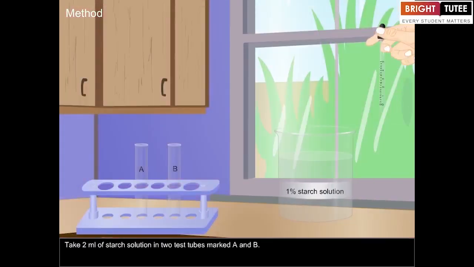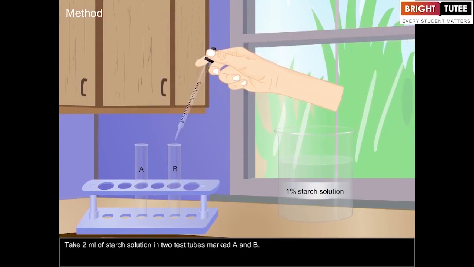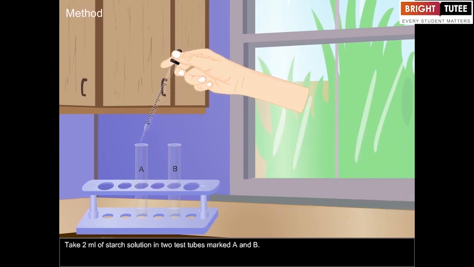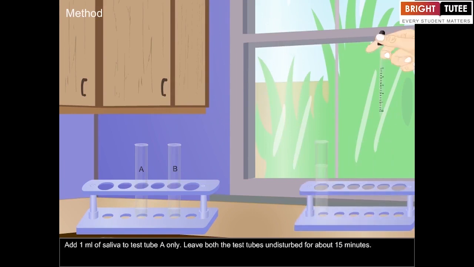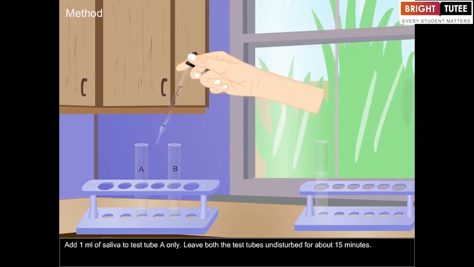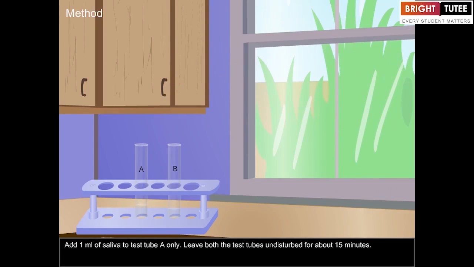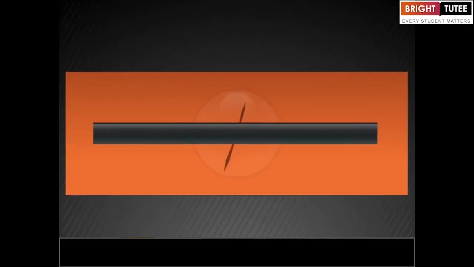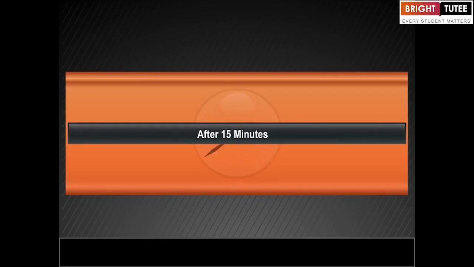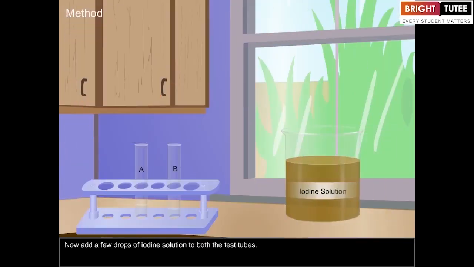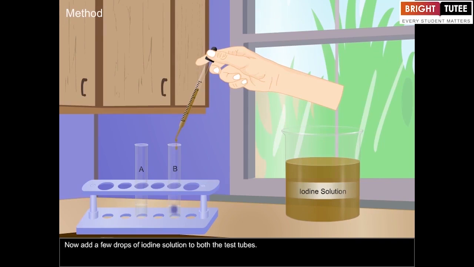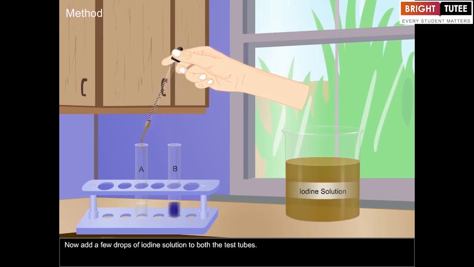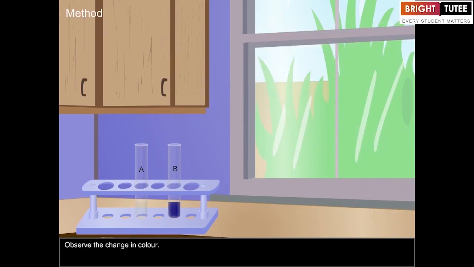Take 2 ml of starch solution in 2 test tubes marked A and B. Add 1 ml of saliva to test tube A only. Leave both the test tubes undisturbed for about 15 minutes. After 15 minutes, now add a few drops of iodine solution to both the test tubes. Observe the change in color.